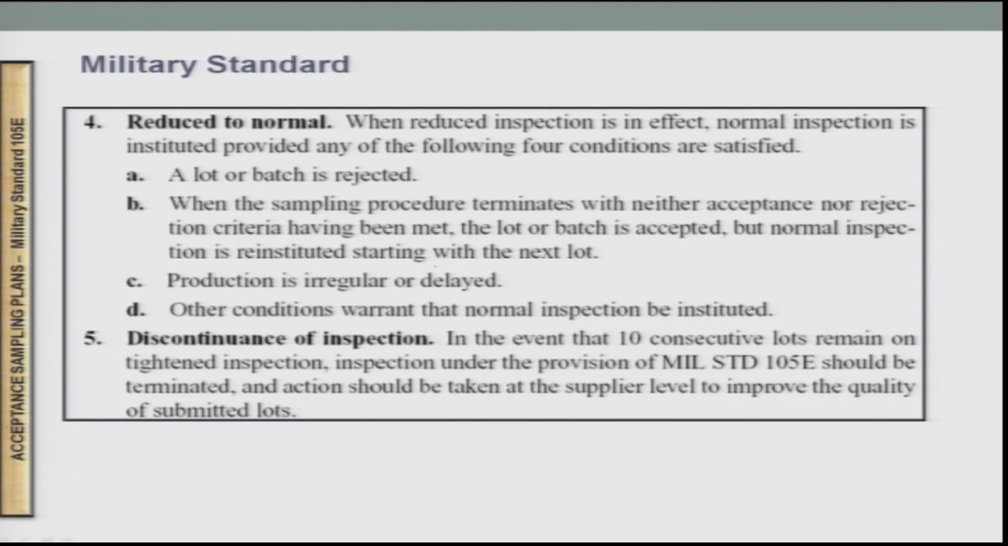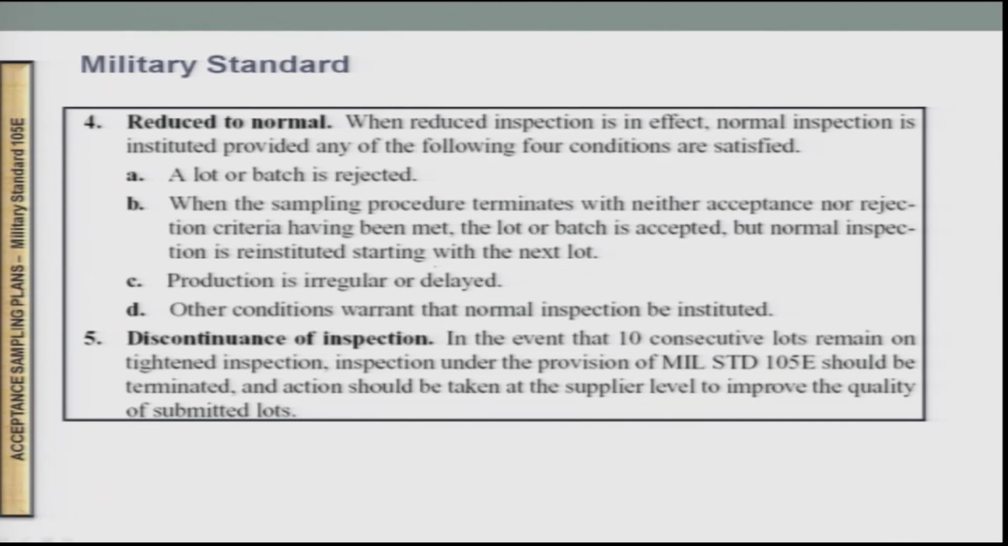A lot or batch is rejected when the sampling procedure terminates with neither acceptance nor rejection criteria having been made, or the lot or batch is accepted, but normal inspection is reinstituted starting with the next lot. Production is irregular or delayed, or other conditions warrant that normal inspection should be instituted due to some reasons which are definitely not positive. Discontinuance of inspection would happen in the event 10 consecutive lots remain on tightened inspection.